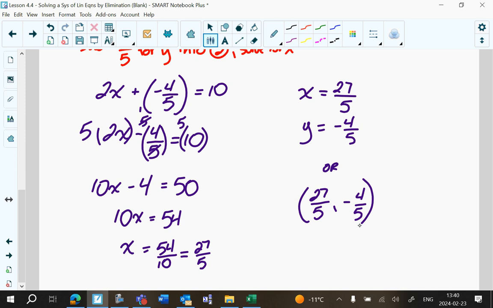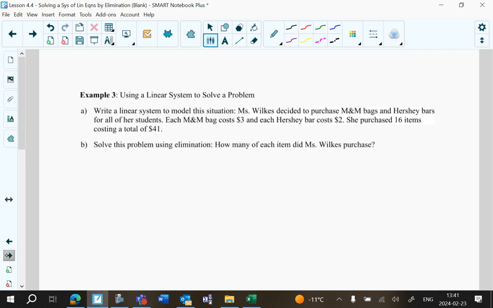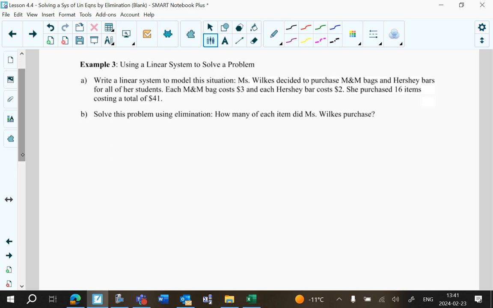So I wanted to show you one to get some practice with the fractions, but really the ones that you're going to see the most of are like example 1 or example 3, where you actually have to use it to solve a problem. Just like we did with graphing, just like we did with substitution. So first of all, we got to set up a system.